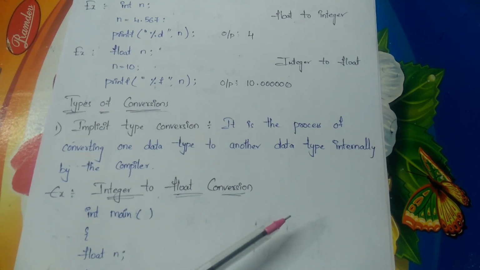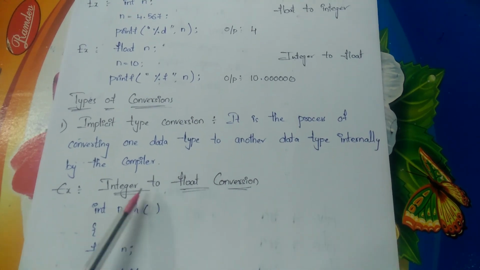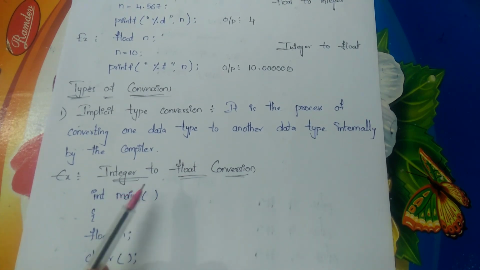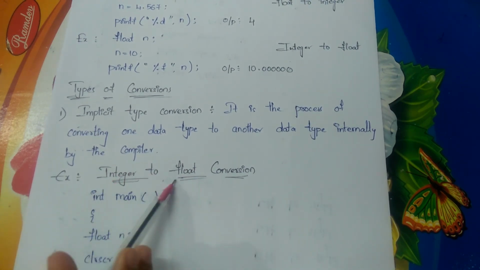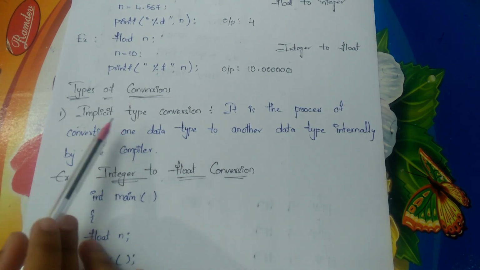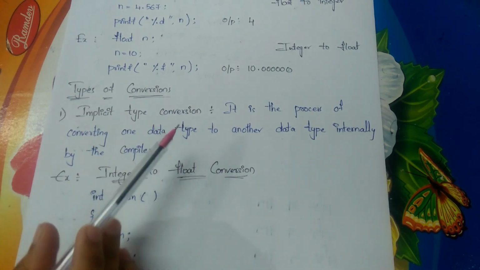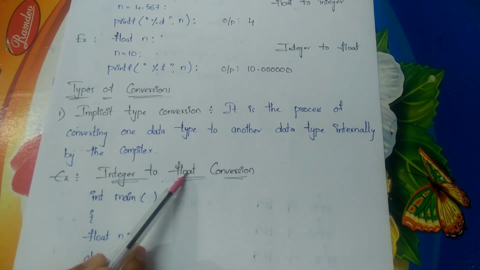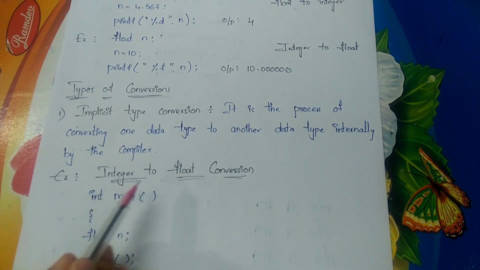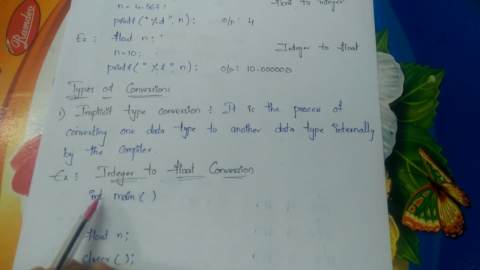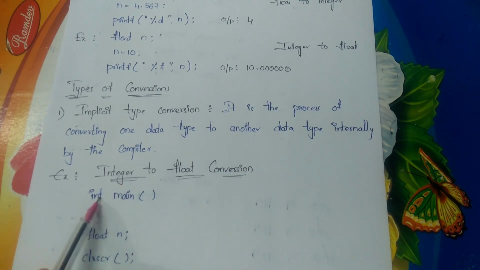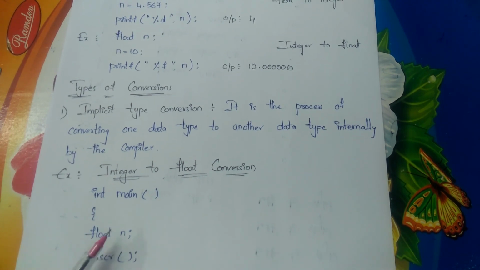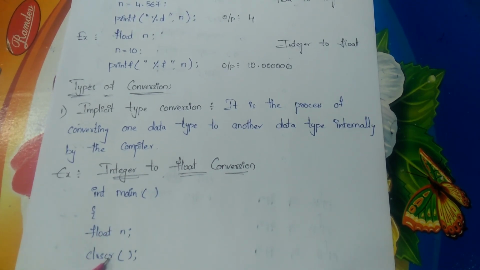Let's see an example here. The first one is integer to float conversion. Let's see the program for this. We are converting an integer to a float. This conversion comes under implicit type conversion, because it is done internally by the compiler. First we have to include the header files, then it starts with the main function. So int main, open the block, I declare variable n with the data type float, then clear screen.